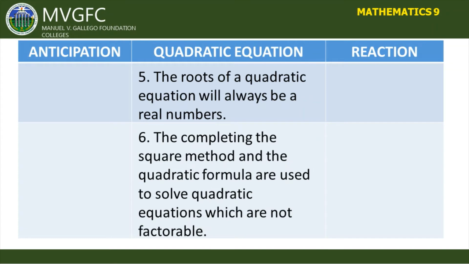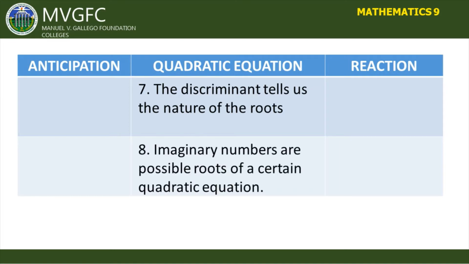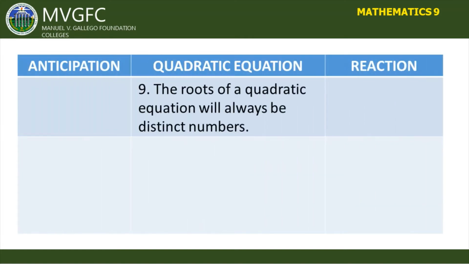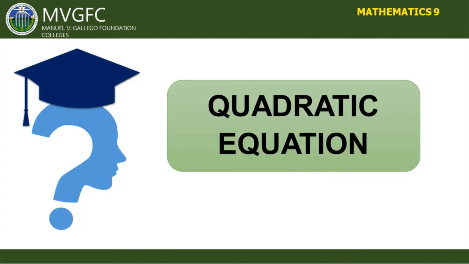Number 5. The roots of a quadratic equation will always be real numbers. Number 6. The completing the square method and the quadratic formula are used to solve quadratic equations which are not factorable. Number 7. The discriminant tells us the nature of the roots. Number 8. Imaginary numbers are possible roots of a certain quadratic equation. Number 9. The roots of a quadratic equation will always be distinct numbers. And number 10. In solving problems involving quadratic equations, it is possible to have one of the roots to be considered as extraneous.